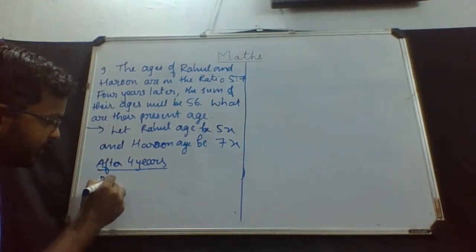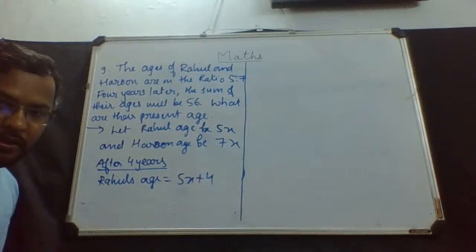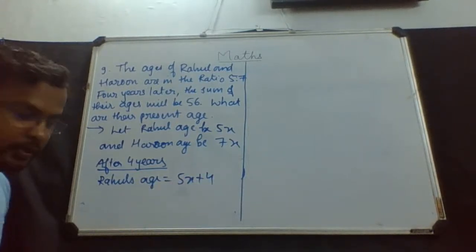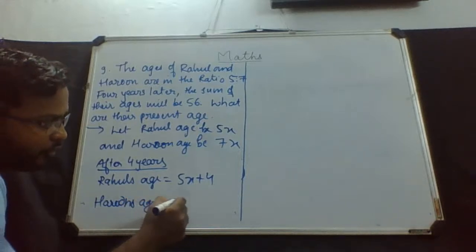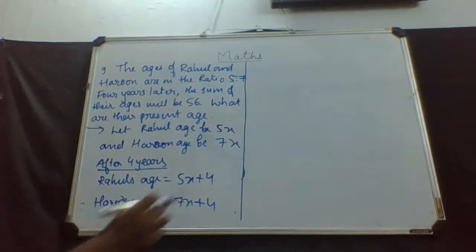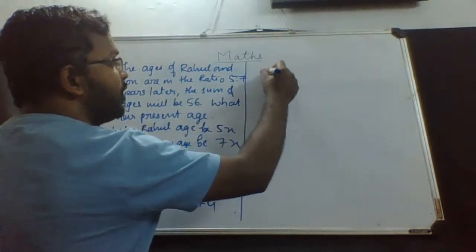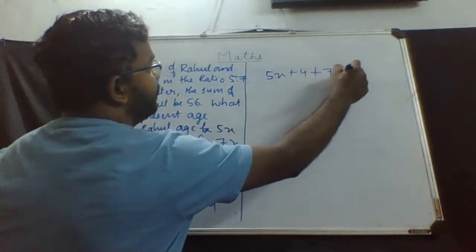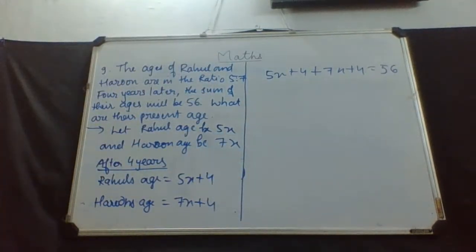So Rahul's age after 4 years will be 5x plus 4. Same way, Arun's age after 4 years will be 7x plus 4. Okay, this is the age of Rahul after 4 years, and this is the age of Arun after 4 years. So now, when you add these two ages, their sum is becoming how much? 56. So when you add 5x plus 4 plus 7x plus 4, their sum is 56. Now you solve this equation, you will get the value of x, and after that you find the ages.